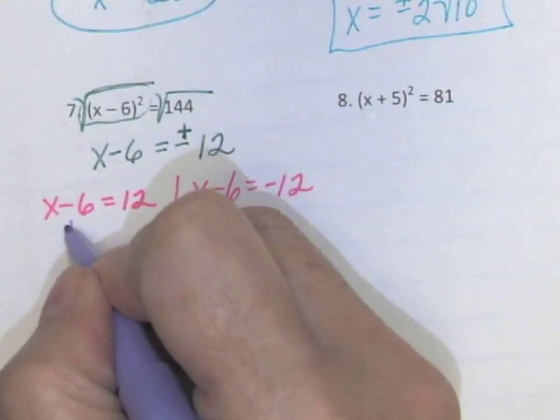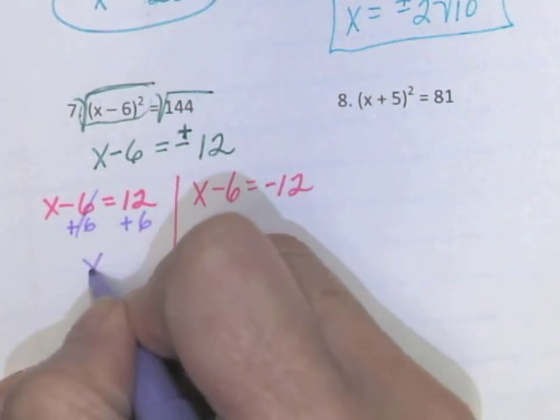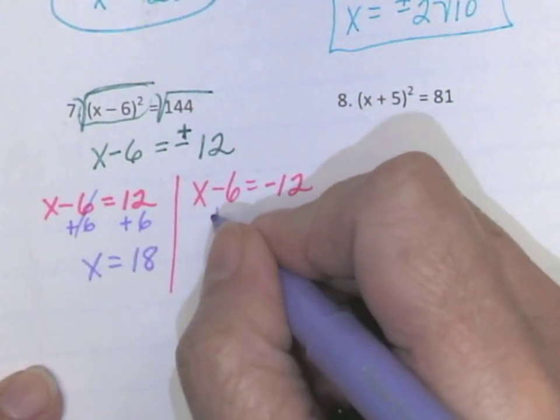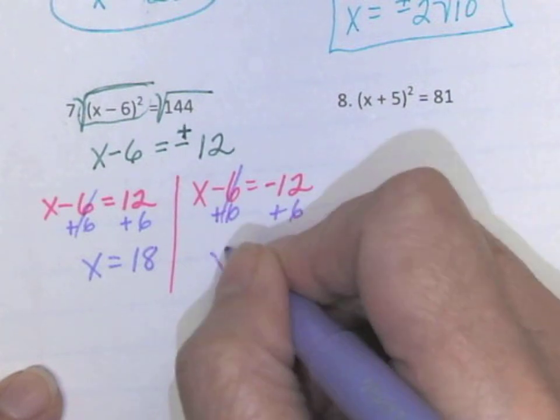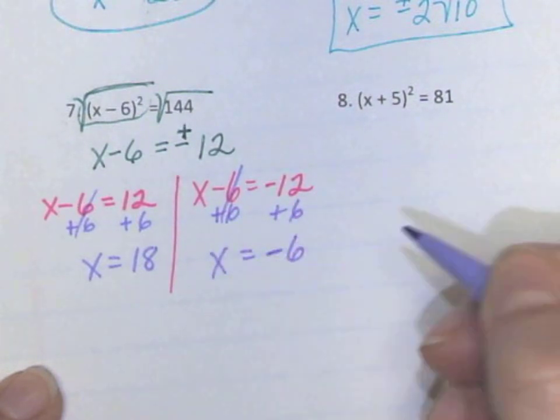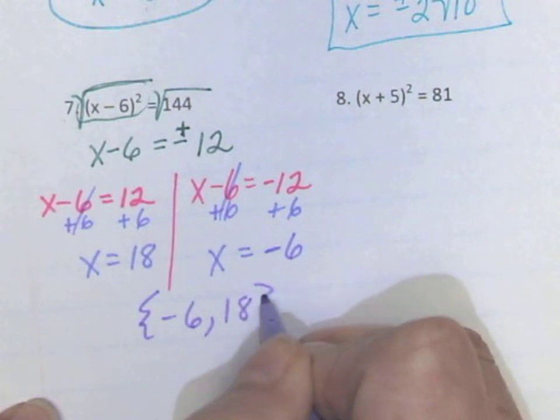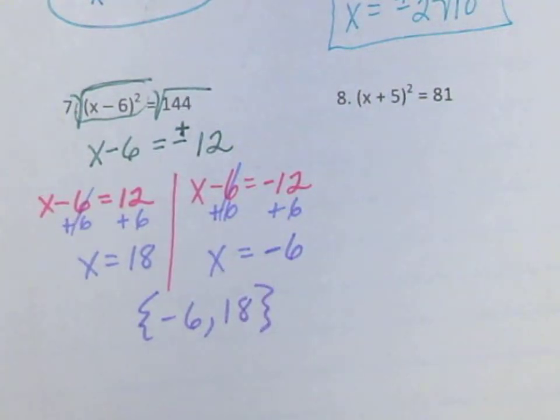So for this one, I would add 6, and I would get that x is 18. For this one, I would add 6, and I would get that x is negative 6. So what are my 2 roots? Negative 6 and positive 18.